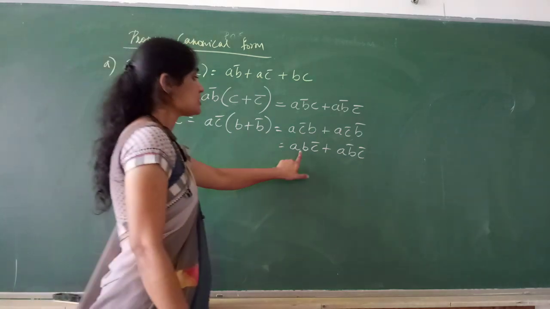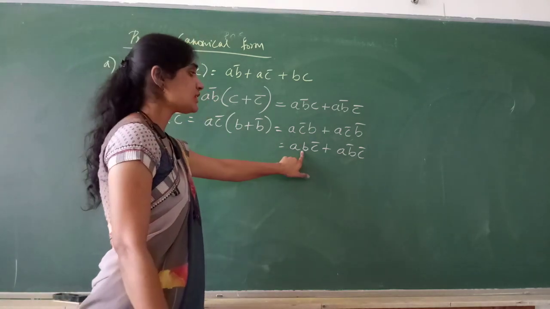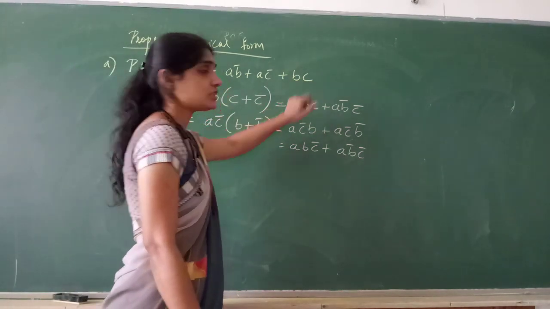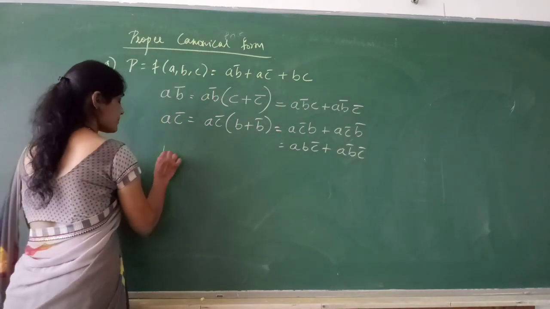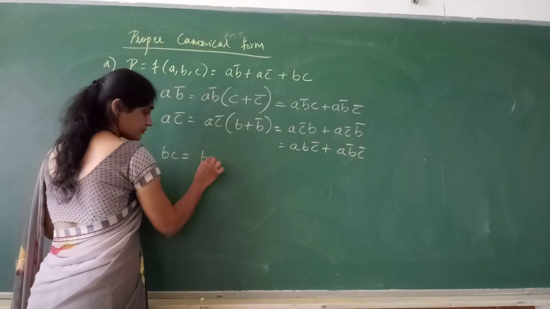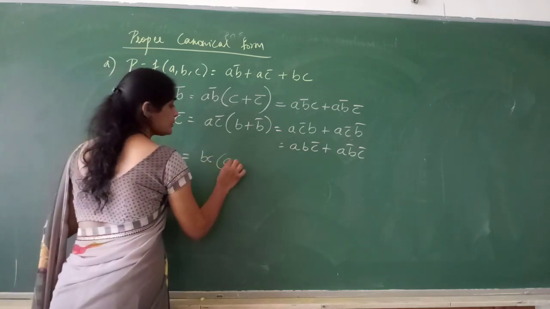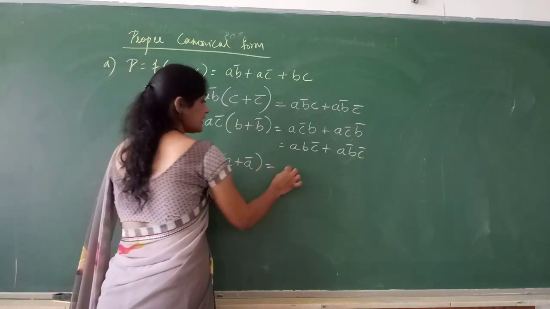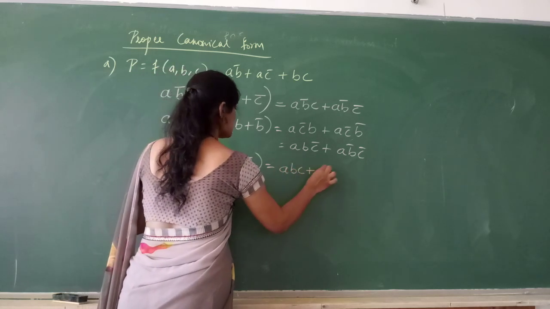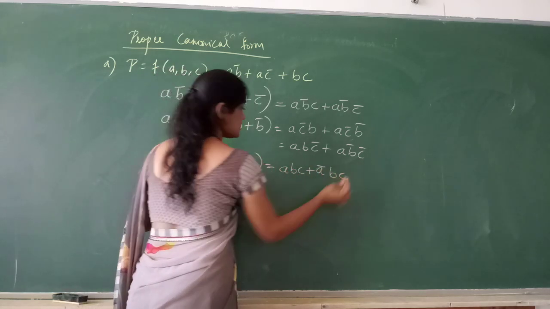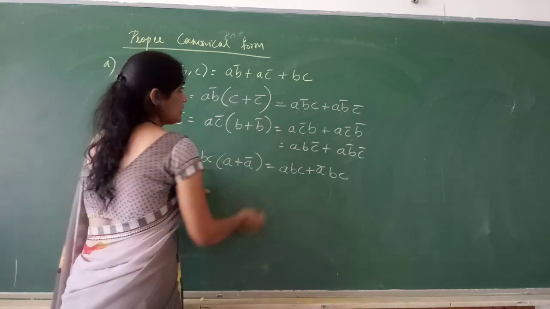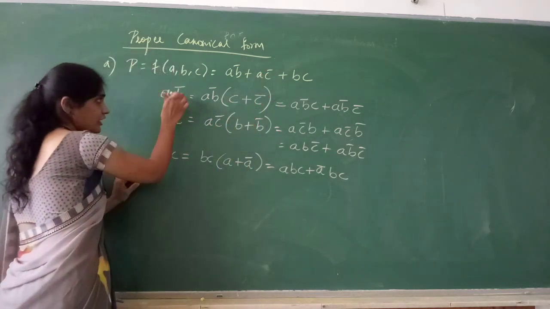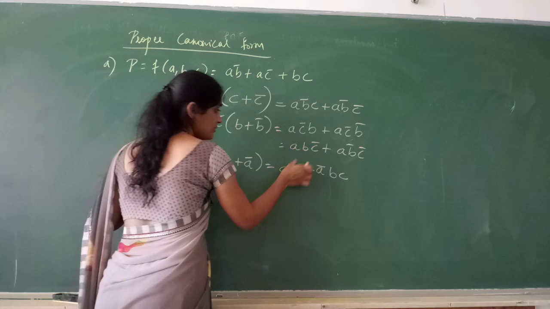Okay. So this is the term we have got. Now this is a mean term, this is a mean term. And the third term we have, that is BC. BC is, which is missing? A is missing. Multiply by A plus A bar, which is equal to A, B, C plus A bar, B, C. Now, we have put every product term into its mean term.